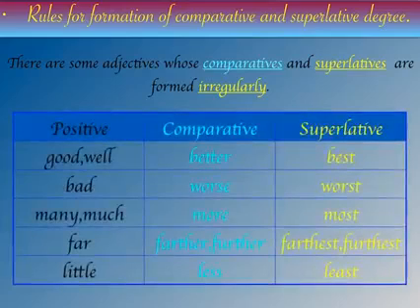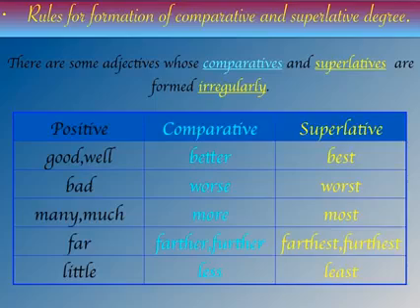Over here, the first one, the positive degree is good or well, and the comparative of good or well would be better, and superlative would be best. In the same way, the adjective bad is positive degree, worse is comparative degree, and worst is superlative degree.